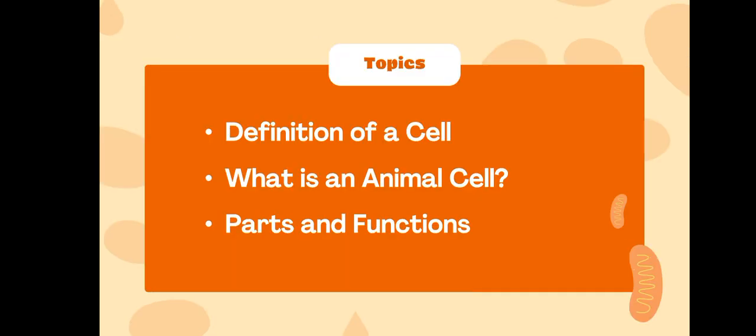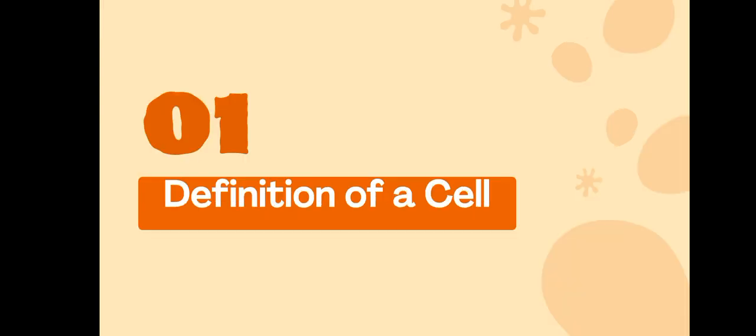So let's get started. Before getting started, you should know what we are going to cover in this video. First of all, I will tell you about the definition of the cell. Then I will tell you what the animal cell is. And after that, I will tell you the parts or organelles of animal cells and their functions. So let's cover our first topic, which is the definition of a cell.